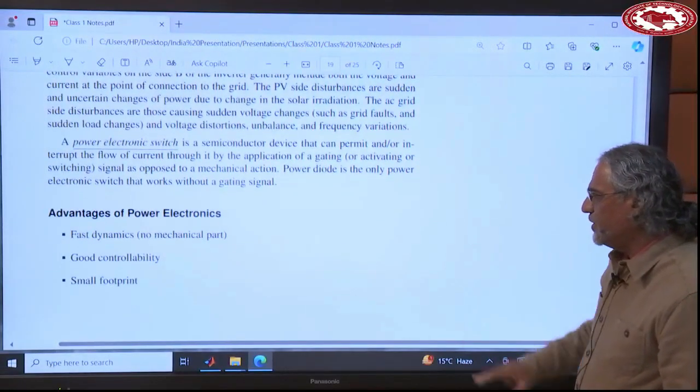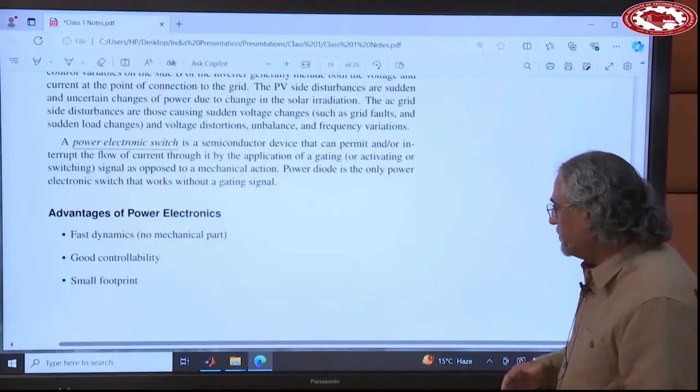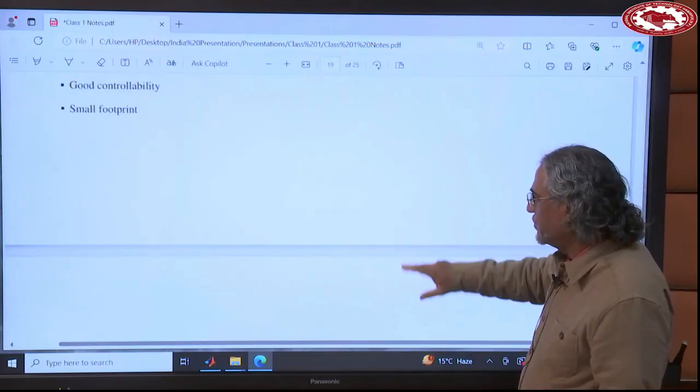Advantages of power electronics: basically fast dynamics, there is no mechanical part engaged. They have good controllability, just by one signal you can control. And then a smaller footprint, again, compared to mechanical switches.